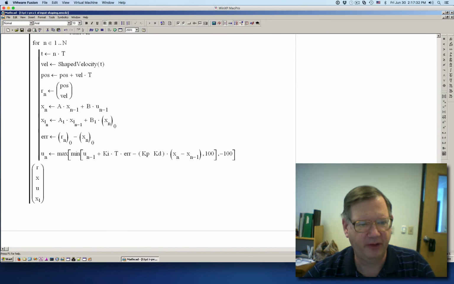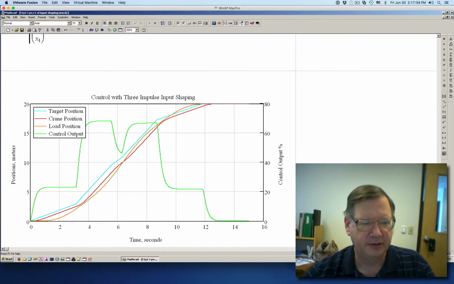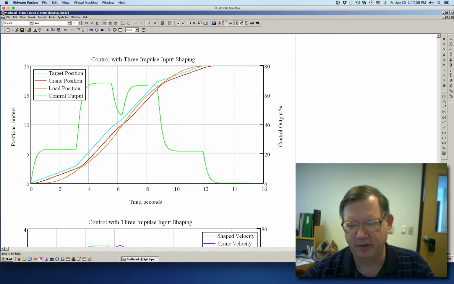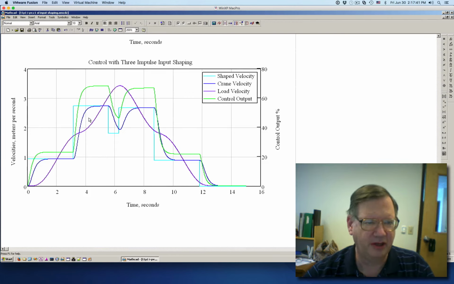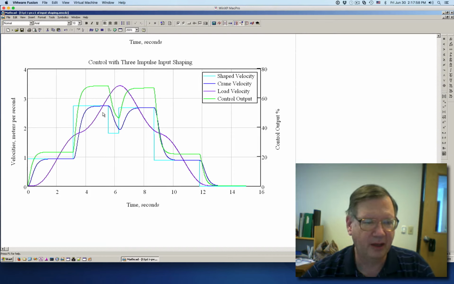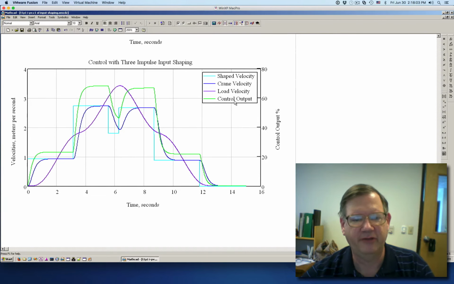Let's see what it looks like for the 3 impulse. For the 3 impulse, it's a little bit different. You can see that it's not matching the velocities, but in theory this should be more robust. It's not oscillating, but you can see that it's not moving at the same velocity as the crane. So there's a difference between the load velocity and the crane velocities.